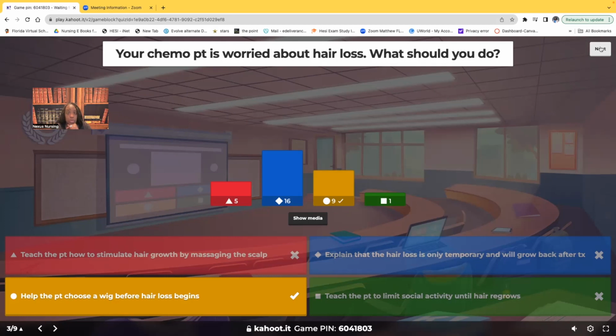Let's look at the wrong answer choices. The first one, teach them how to stimulate. Let me tell you something. If this patient's getting chemotherapy, you can massage that scalp all you want. It's not going to stimulate the hair to grow back. Okay, so that's wrong.